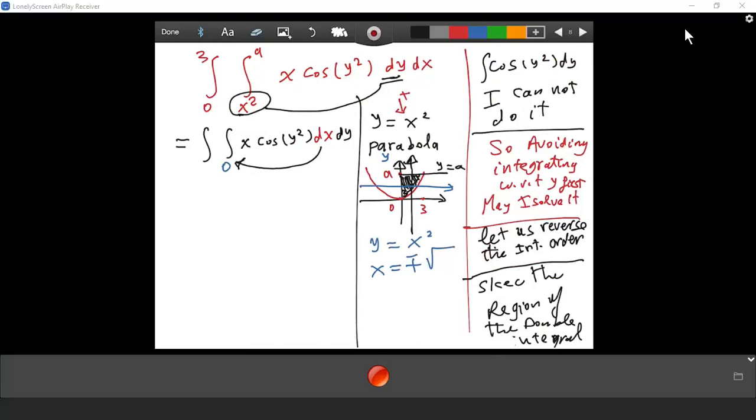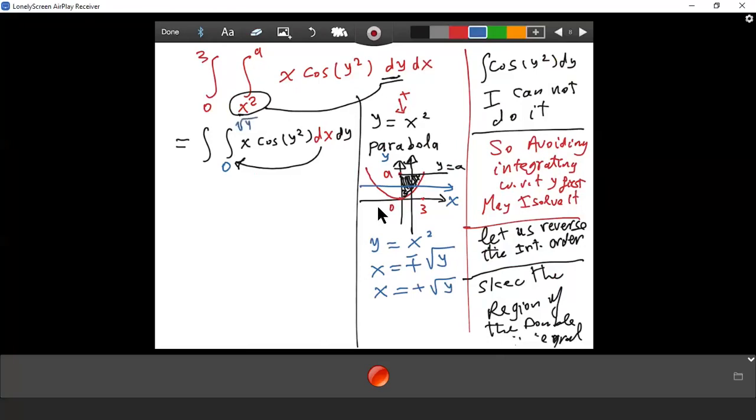Because my region is above the x-axis, okay? And also, my x is positive. So I have to only take the positive square root. But if my area were on the left side of the y-axis, I would go for the negative one, right?